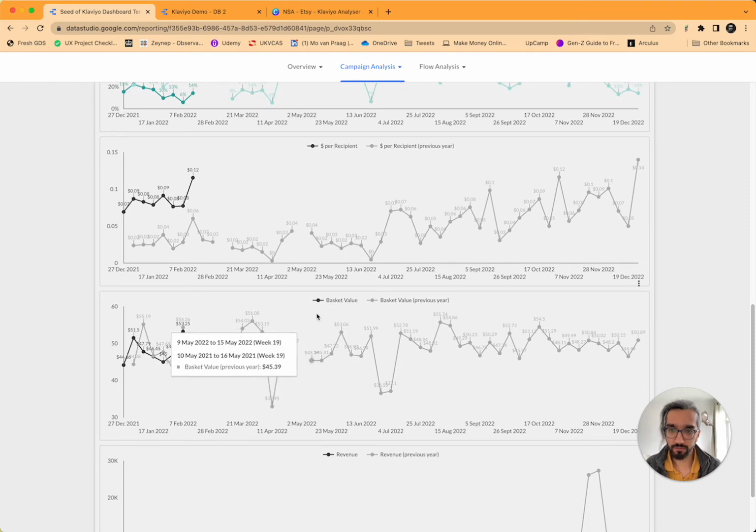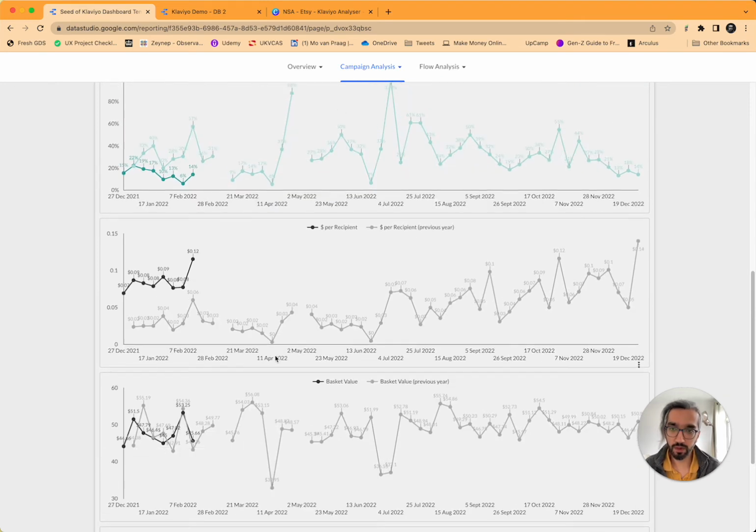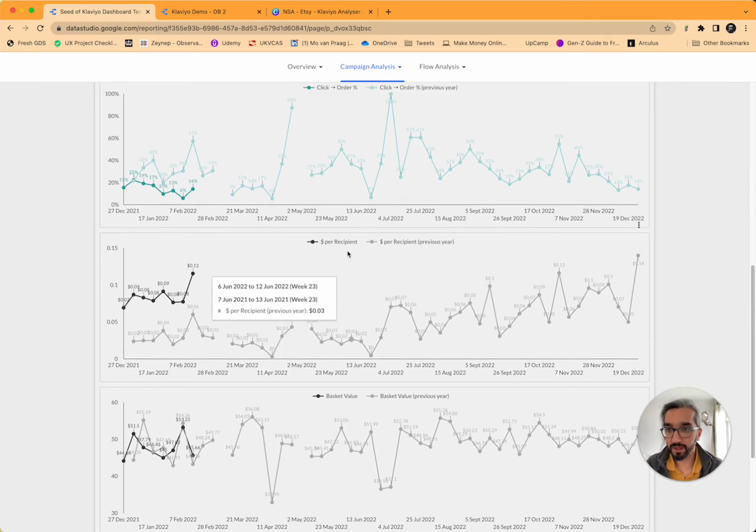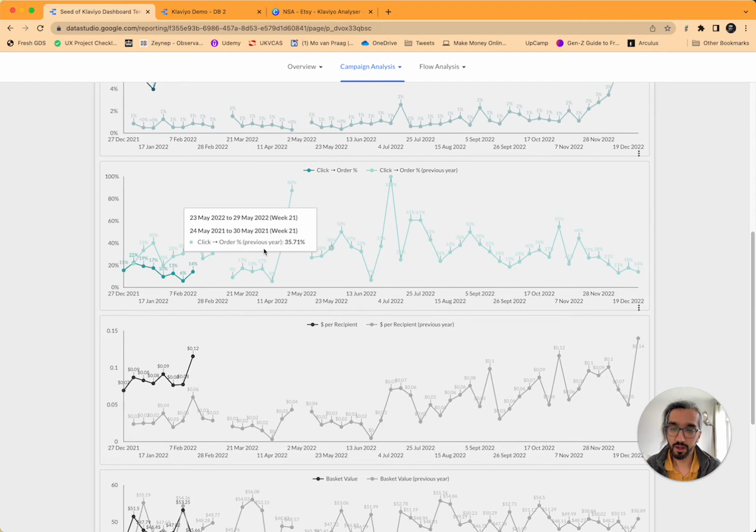With the same amount of basket value, we are very great at revenue per recipient, which is my favorite metric, as I said before. And this is the click to order, where we are not doing a great job here. It was 40% or 30% last year, but now it is half.